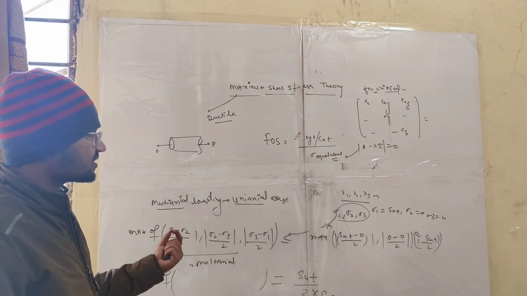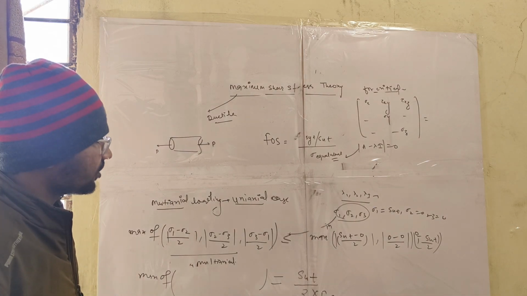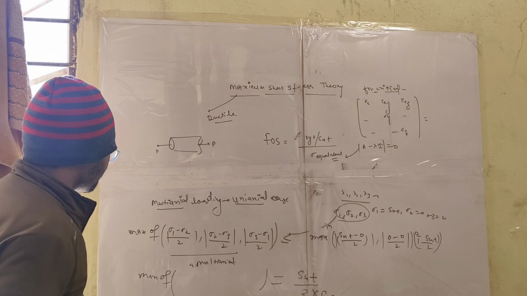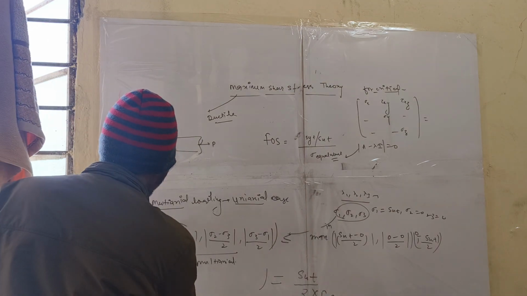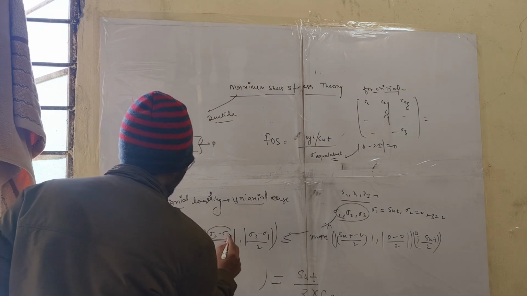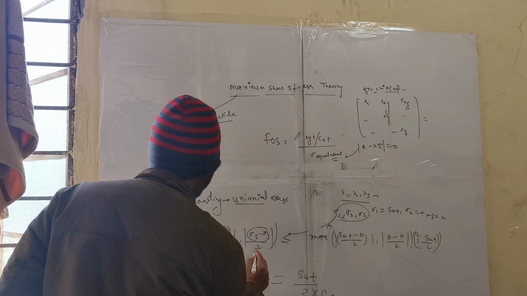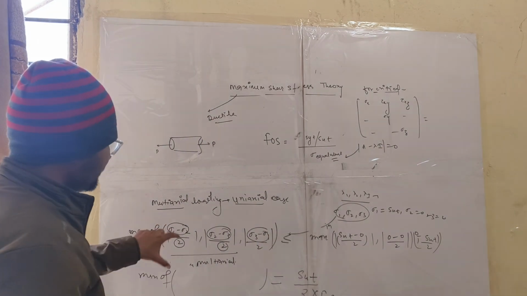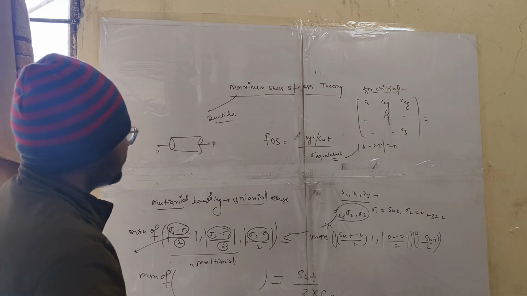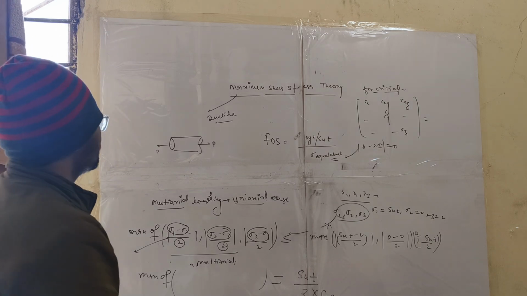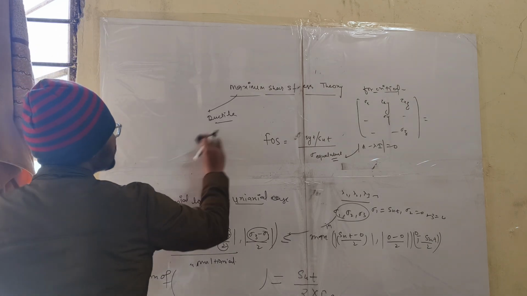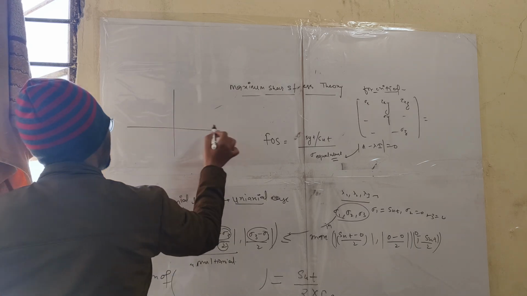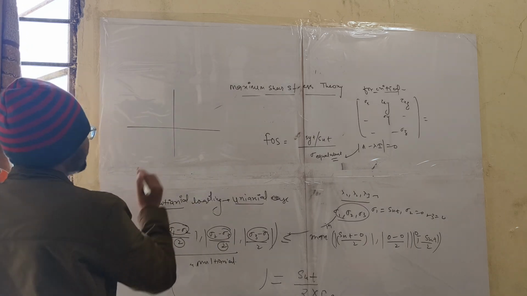This is for the triaxial loading. Okay. This is for the triaxial loading: sigma 1 minus sigma 2, sigma 2 minus sigma 3, and sigma 3 minus sigma 1, basically. And this is for this. Now, how do you plot the curve for that? How do you plot that curve?